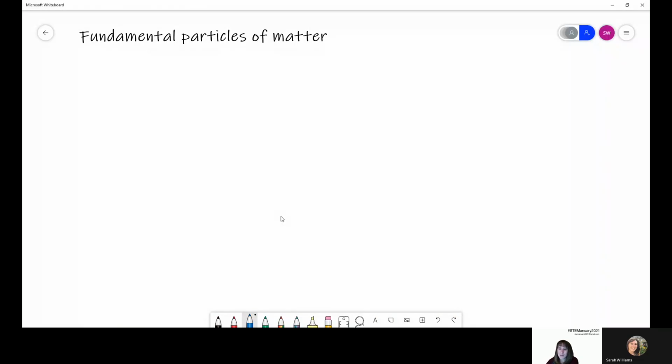So as I implied in my introduction, we can classify fundamental particles into two types. One is the quarks, and one are the leptons. As I mentioned before, quarks feel a force called the strong interaction. So they feel the strong interaction, whereas leptons don't.